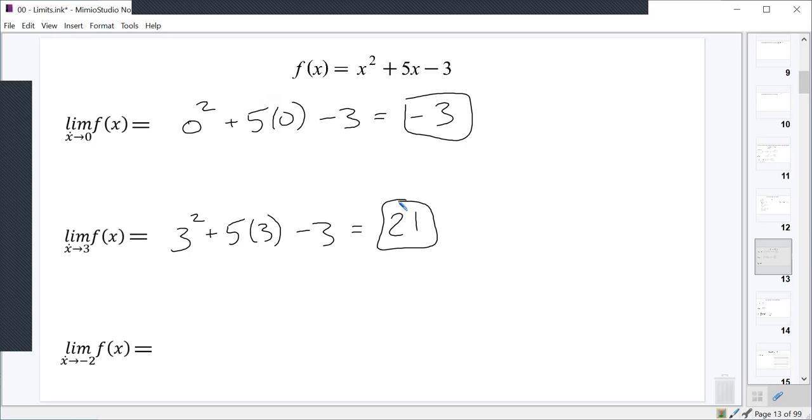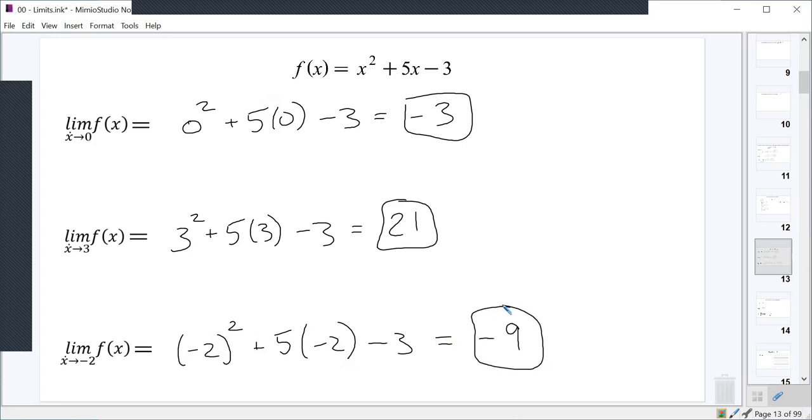And for this last one, same function, still a continuous function. So we'll just plug in negative 2. We've got negative 2 squared plus 5 times negative 2 minus 3. And so negative 2 squared is 4. And then we've got 4 minus 10 is negative 6. And negative 6 minus 3 is negative 9.